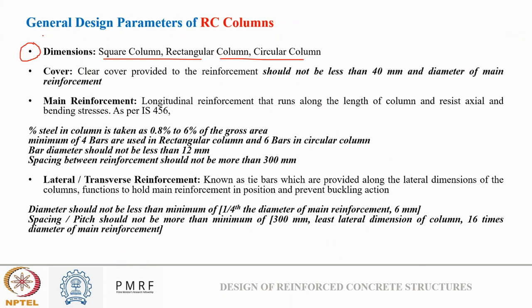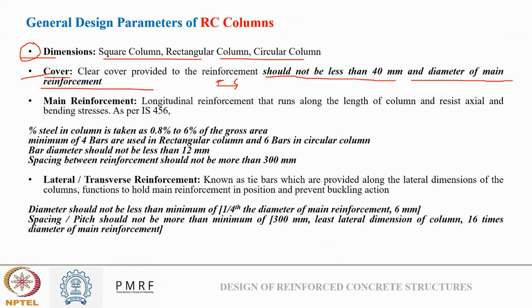Okay, second is the cover to the reinforcement, the cover that we provide to the reinforcement. The cover that is generally provided should not, as per Indian standard IS 456, be less than 40 mm or the diameter of the main reinforcement. Okay, so this is one of the criteria that the code gives us. So this must always be ensured while designing the column, and later on you will see how this becomes an important part in the design also. Okay, so first we will define the dimensions and then we need to set the cover.